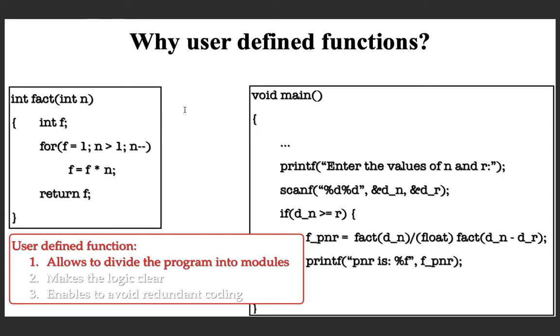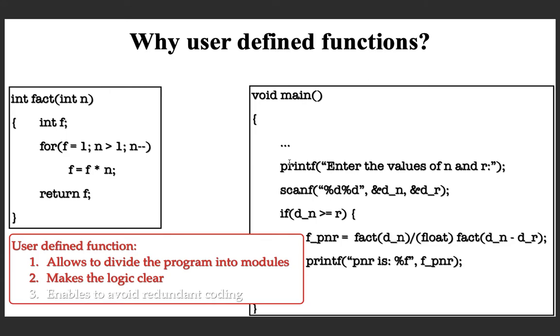And now you can see that user-defined functions allow you to divide the program into modules or functions like this. And it makes the logic clear. Now if you look at this, you can see that it's nothing but factorial of n divided by factorial of n minus r. This is exactly what you need.